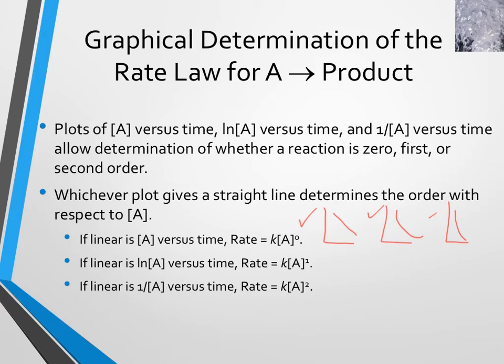But the bottom line, very simply, is if the concentration of a substance versus time is linear, it's a 0 order with respect to that substance. If a plot of the natural log versus time is linear, it is a first order with respect to that substance. And if plotting the inverse, or 1 over the concentration versus time, gives you a straight line, it is second order.